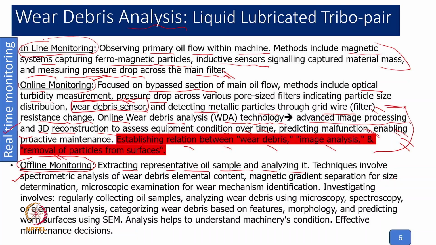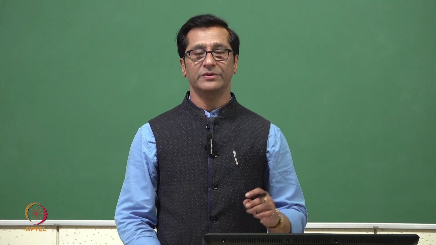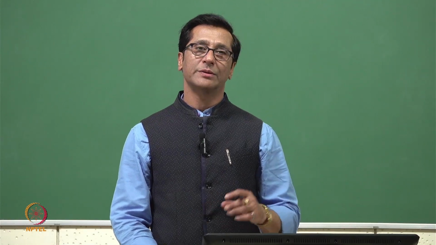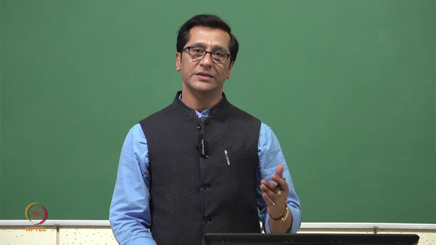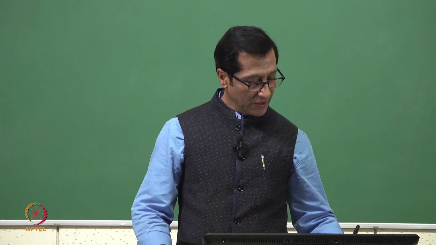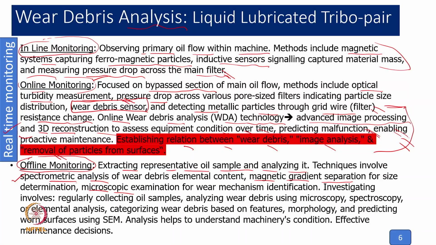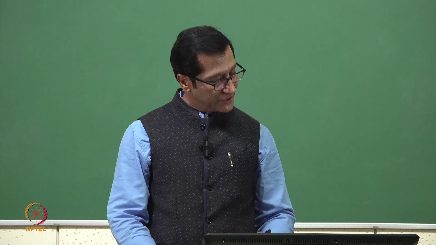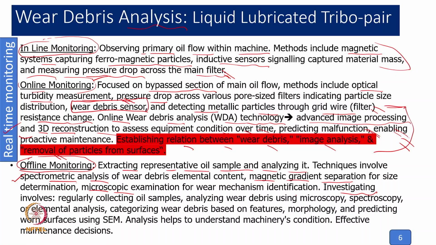What are the techniques we use? We use spectrometric analysis of wear debris. We use ferrography, or the magnetic gradient separation, as we have written. We use ferrography basically, and we have some sort of separation between high particle size and low particle size. And then finally we also use the SEM, as we have written, for microscopic examination and wear mechanism identification.